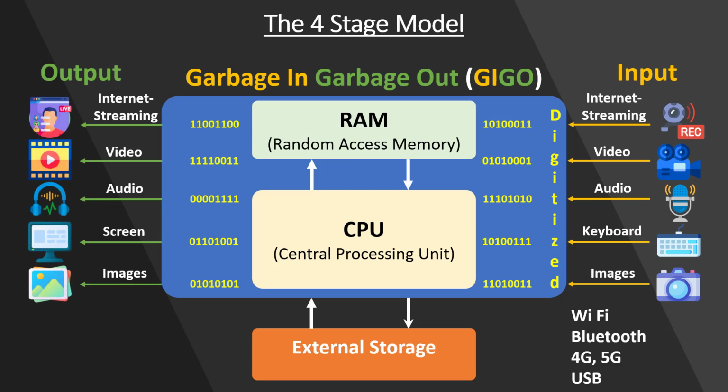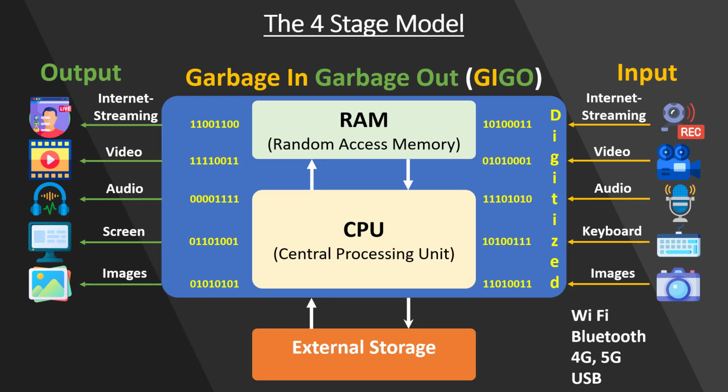And then these have got to be fed out to the output, which of course could be the same as what we've seen before. It could be streaming something up to the internet. It could be a video, it could be audio, keyboard, or images again. But what we have to remember is that as we stream things in and input things, they go in as zeros and ones.